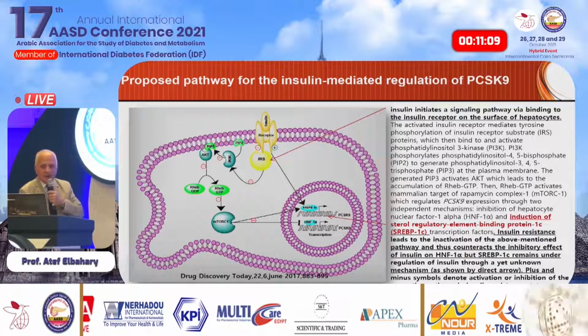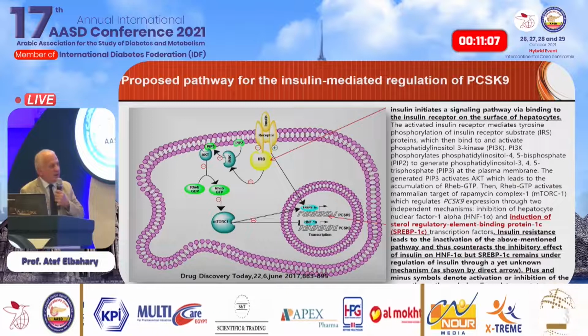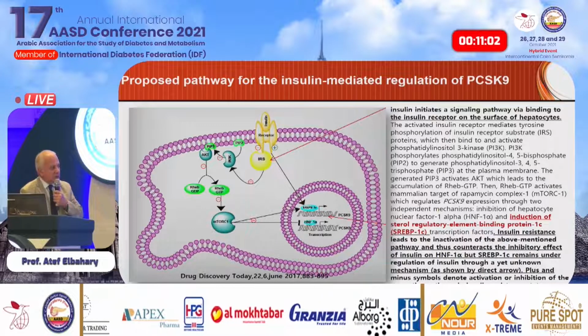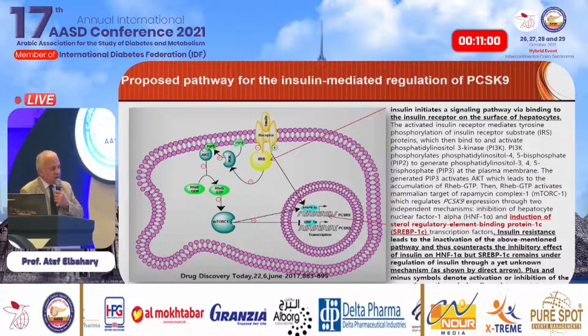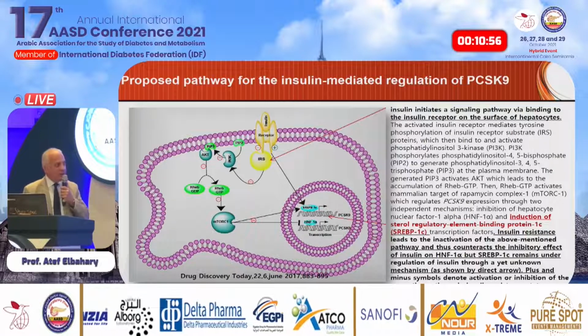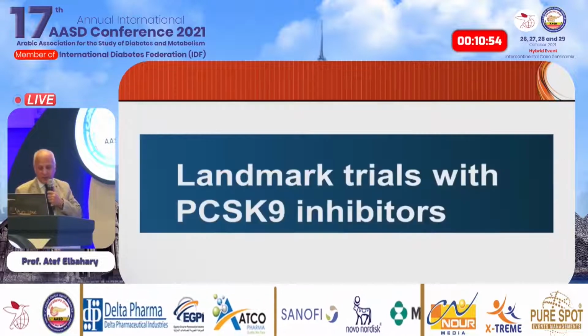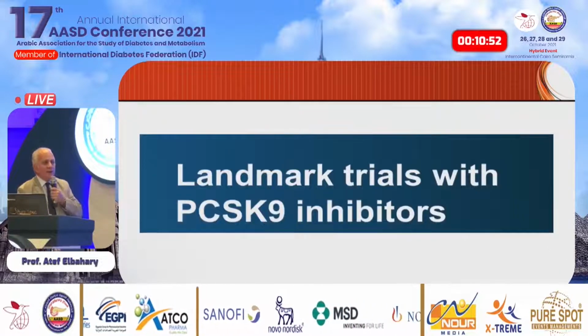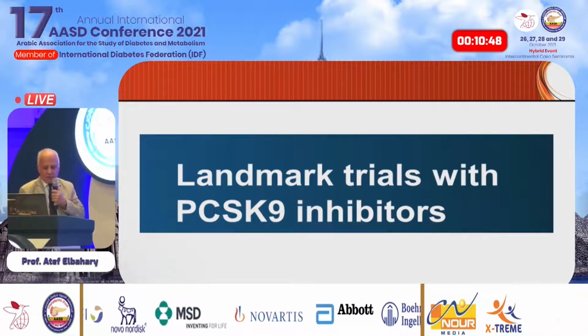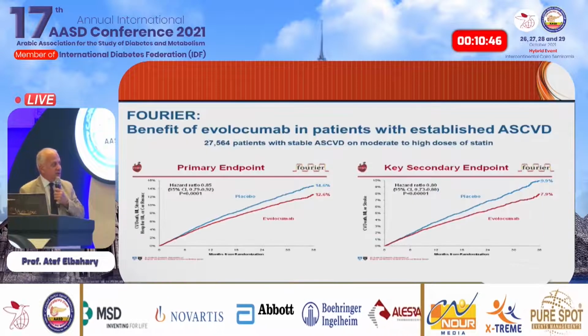So there is a relation in patients who have hyperinsulinemia and insulin resistance and the progression and the processing of the Pcsk9 in those patients who have obesity, insulin resistance, and hyperinsulinemia. There are many landmark trials with Pcsk9 inhibitors that show a beneficial effect with those patients.